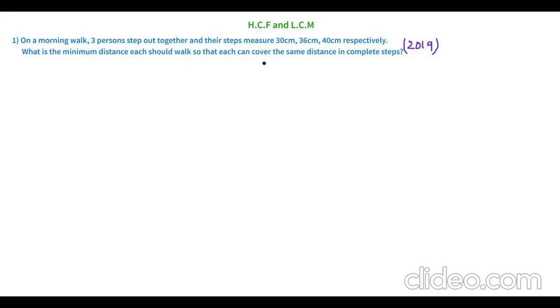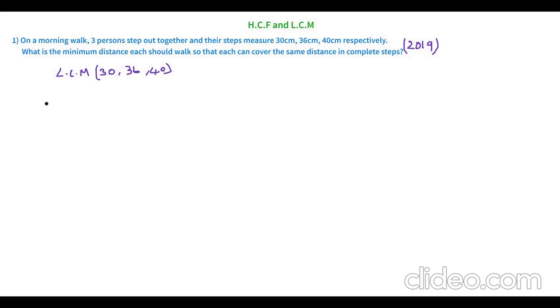So all this has been given. What is to be found out? We have to find out the distance now. How much distance is required? To find out the distance, first we have to find out the LCM. So whenever this type of question is given, first we have to find out the LCM of 30, 36 and 40.